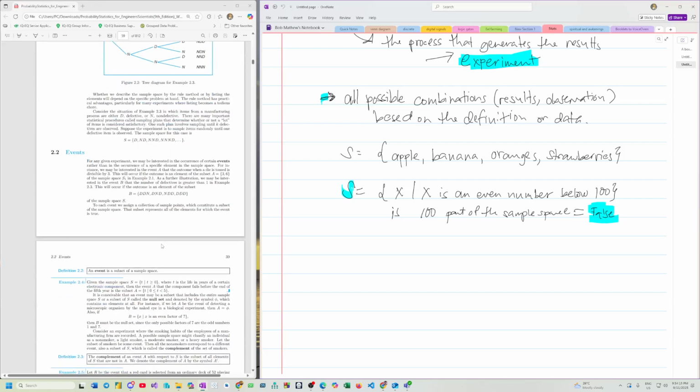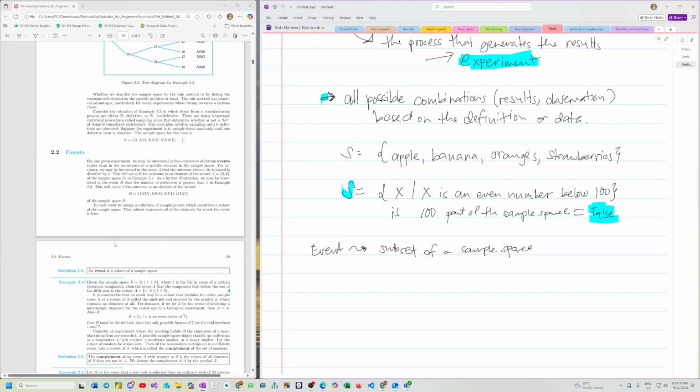So what is an event? This time, what is an event? An event is what? A subset of the sample space.